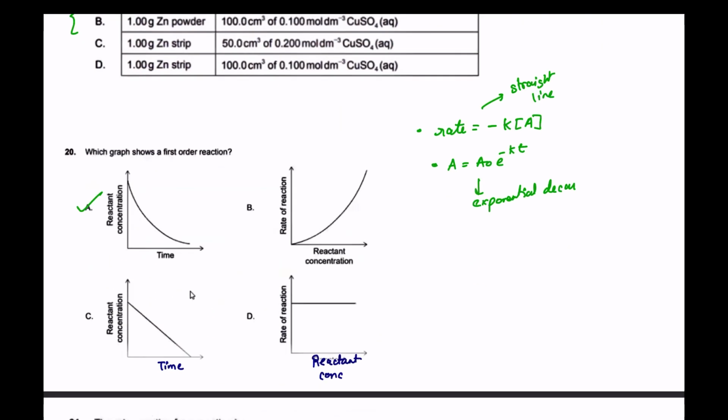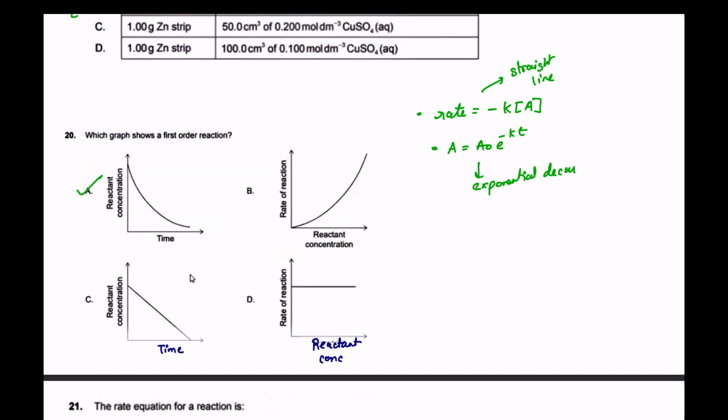Now, which graph shows the first order reaction? This is question 20. We have two types of graph. In the first graph, we have reactant concentration and time. In the second graph, we have rate of reaction and reactant concentration. Now, rate and reactant concentration would be related by this equation for first order: rate equals minus k times C.